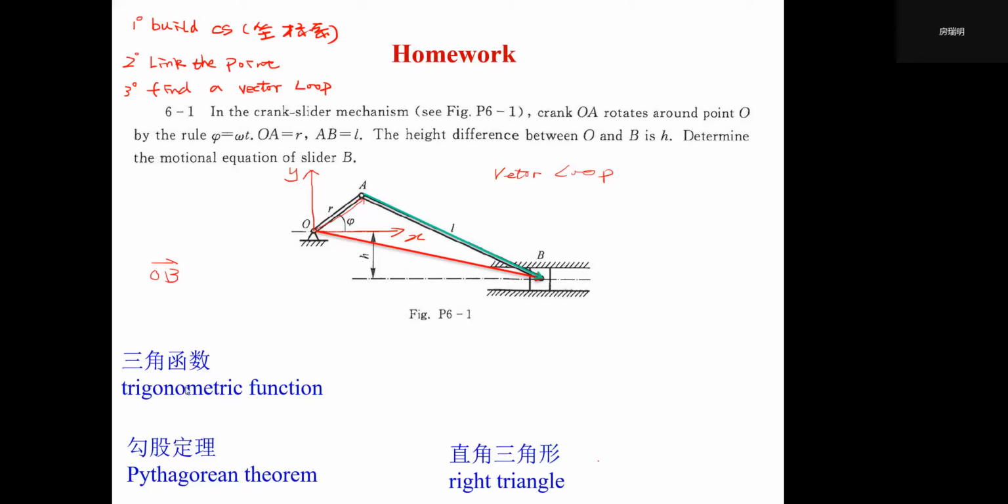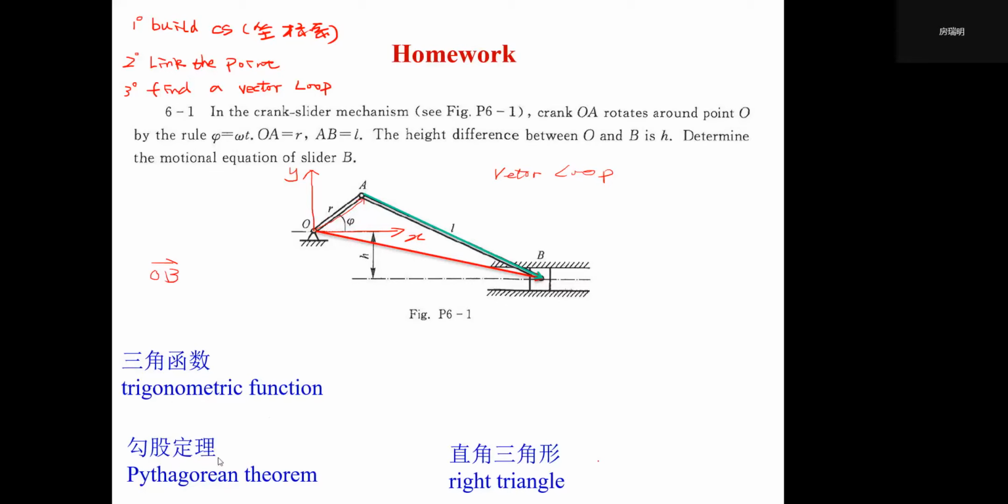this terminology in English. Actually, if we try to solve this problem, we have to use maybe 三角函数. It's hard for me to read this, maybe trigonometric function, right? And the hard one is this. Actually, we Chinese call that 勾股定理.